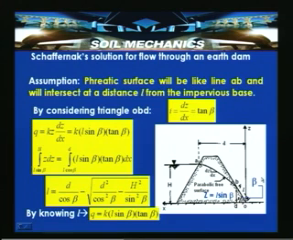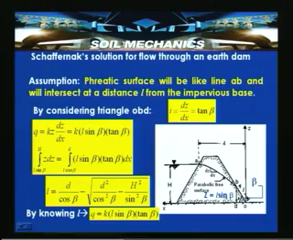Now we are interested in determining this length L, and this is beta, which is the slope, dz by dx, and A is this point. From here to here is the distance d, and h is the upstream head, so now H2 is equal to 0 and H1 is equal to H. So, by considering the triangle OBD, Z is equal to L sin beta.